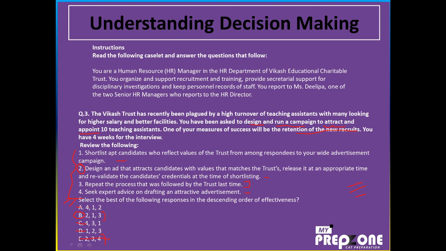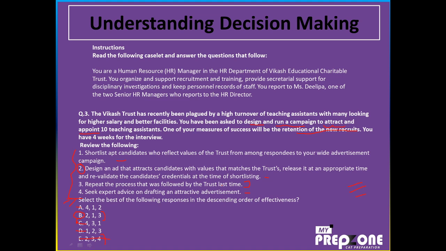Now you might ask me why we haven't selected A and C, because don't I have to seek expert advice on drafting an effective advertisement? Yes, of course you have to. Why not? If you are talking about option C, then first you seek expert advice, then you say that you repeat the process that was followed by the trust last time. If you want to repeat the process followed by the trust last time, do you know whether the process included seeking expert advice? And if that was the case, will that not be redundant?